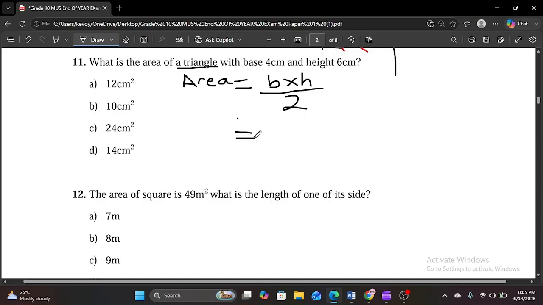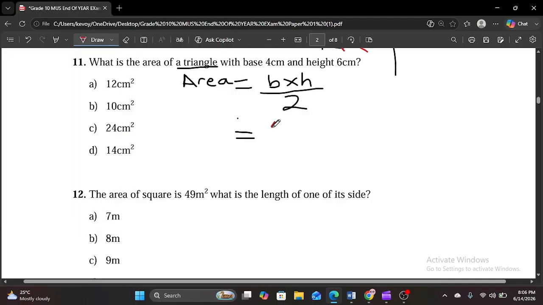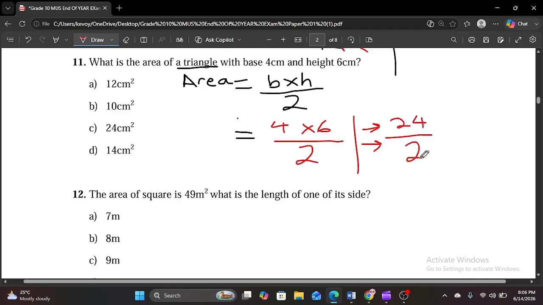So that means that it's going to be equal to 4 times 6 all over 2. So 4 times 6, that's going to be 24. So 24 over 2 is equal to 12. So 12 centimeters squared, because we're finding the area. All right, so A is the answer right there.